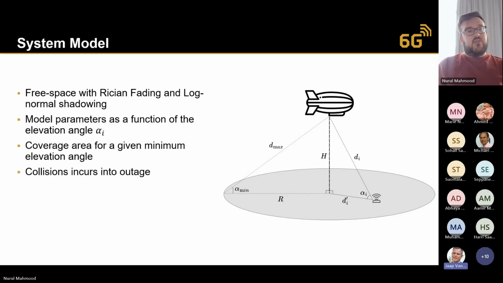And then we have this model, and also transmissions might incur collisions, and if there's a collision, there's also an outage.